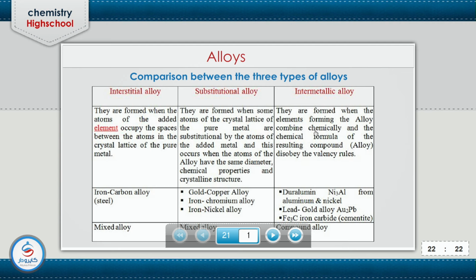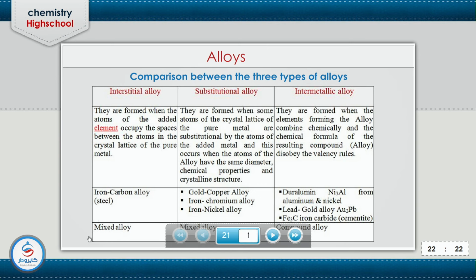Examples of the intermetallic alloy are Ni3Al, from aluminium and nickel; lead gold alloy Au2Pb; and iron carbide Fe3C, iron carbide or cementite.